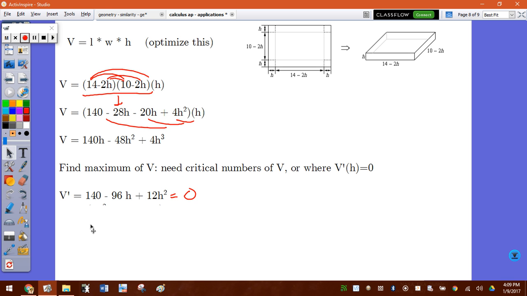Well, solving that can be a bit of a pain, so let's simplify it a bit. Through a bit of trial and error, I found that it's factorable by 4. Notice the 12 didn't go into 140, so I worked my way down, and 4 seemed to work.